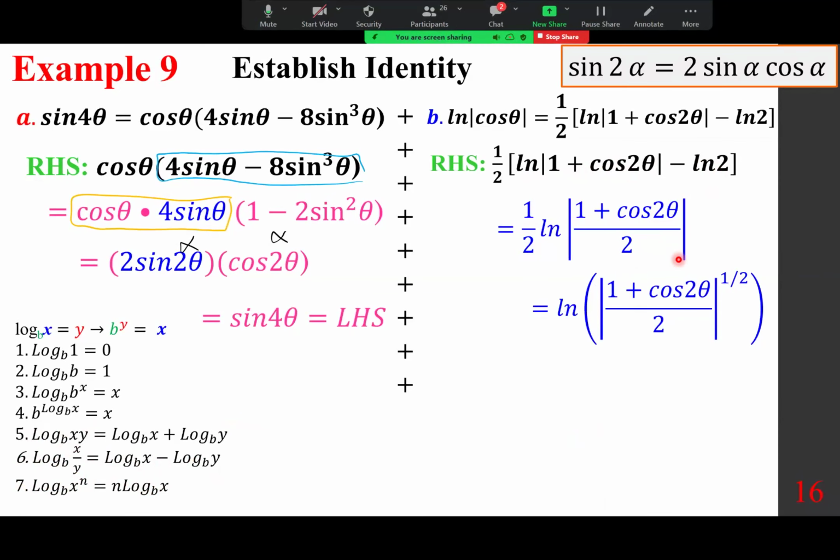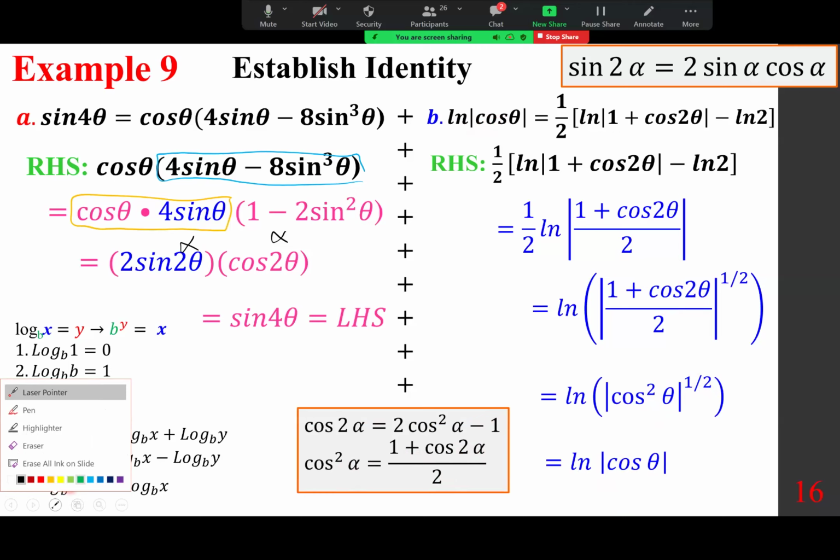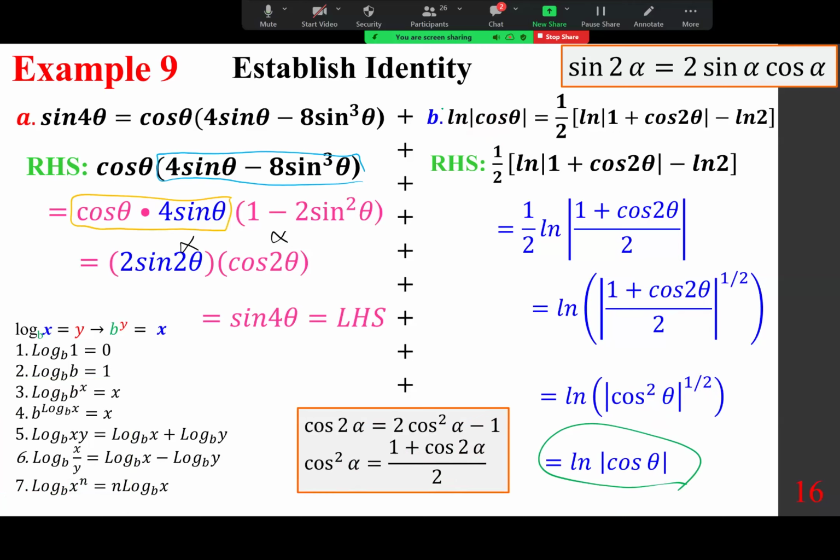And we know this is cosine squared. Remember, cosine squared alpha is 1 plus cosine 2 alpha over 2. So this is cosine squared theta. Now, cosine squared theta being raised to the power of 1/2 becomes simply cosine theta, and ln of absolute value of cosine theta, which is the left-hand side, and that's a proof. This is the same as this one. That's the proof.